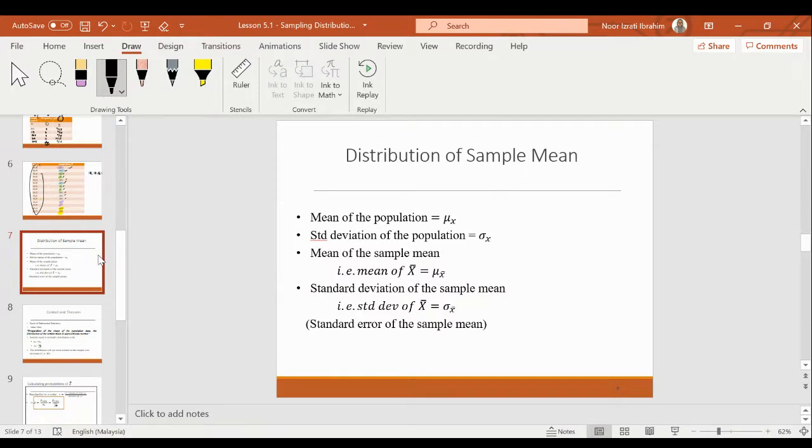Okay, this is the notation that you will see later on. So previously, we only had the population. For the population, the mean we denote by mu of x. The standard deviation for the population, we denote by sigma of x. And since we now have the distribution of sample mean, that will give us the mean of the sample mean, which is x bar. The mean of x bar is mu of x bar. And the standard deviation of the sample mean, we denote by sigma x bar. Later on, when you want to find the probability, you actually need to know how to find the standard deviation of the sample mean. More on that later.